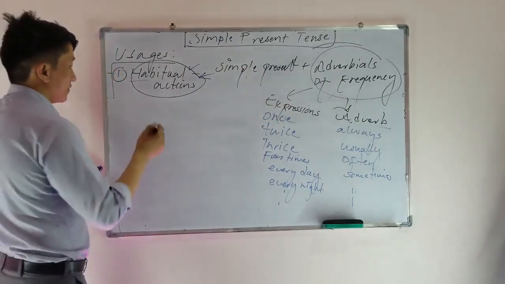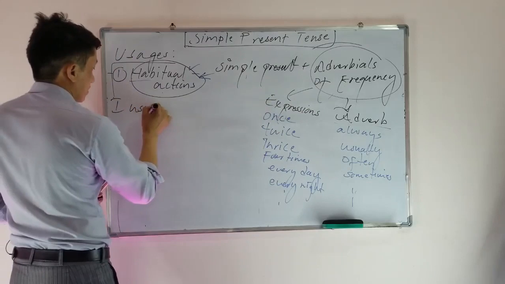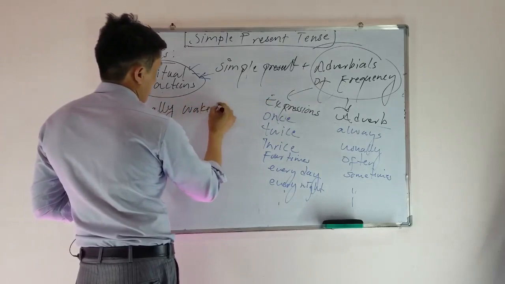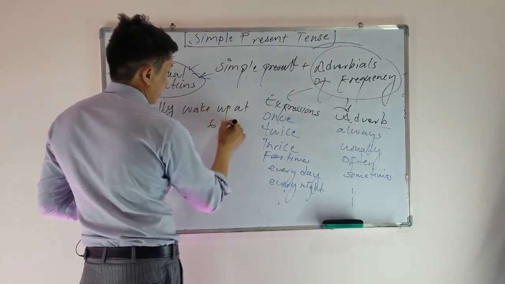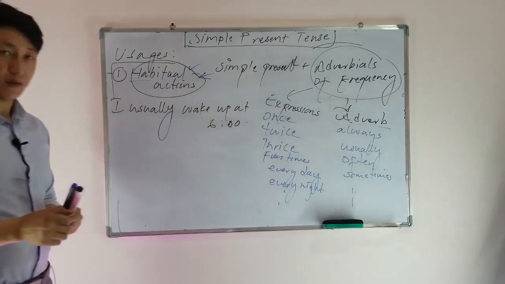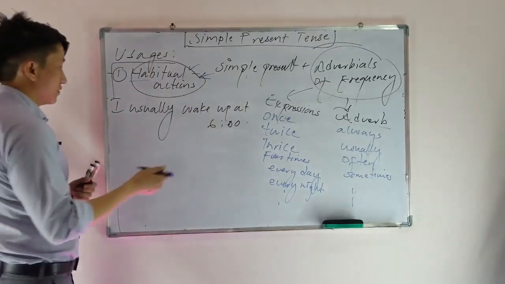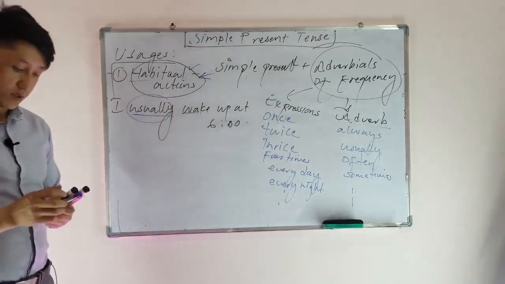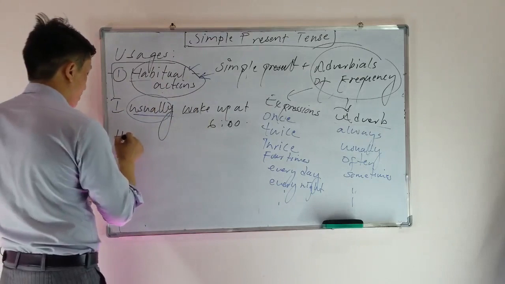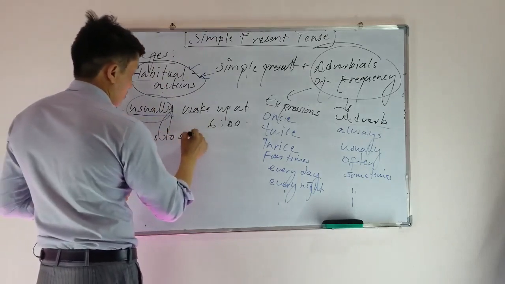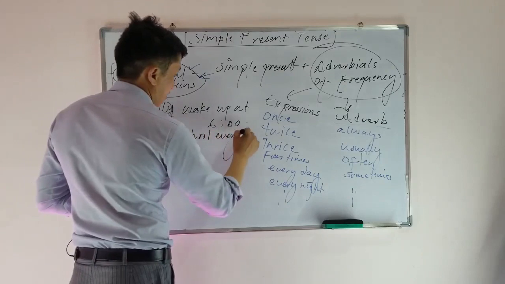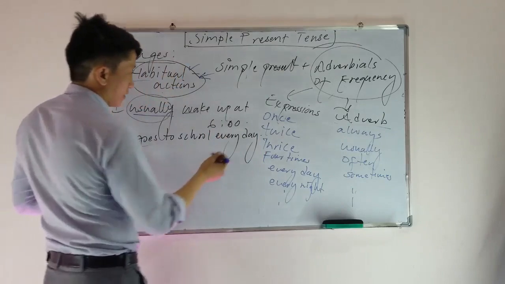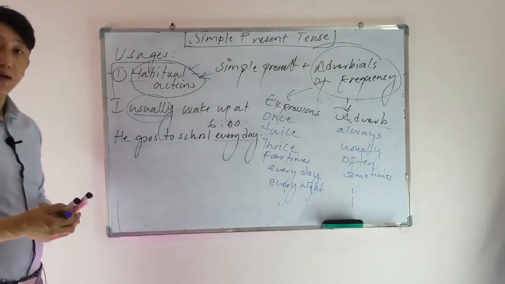Now, for example, if I say, I usually wake up at 6 o'clock, it shows my activity, it shows my habit. So adverb of frequency plus simple present tense shows the habit. Or the next one, he goes to school every day. If I say he goes to school every day, here every day is the expression, adverbial of frequency, showing habit.